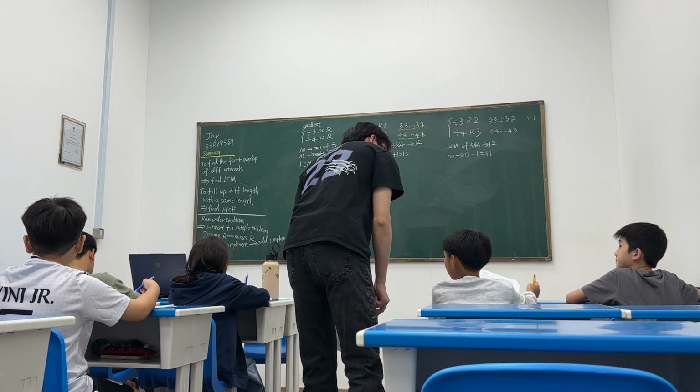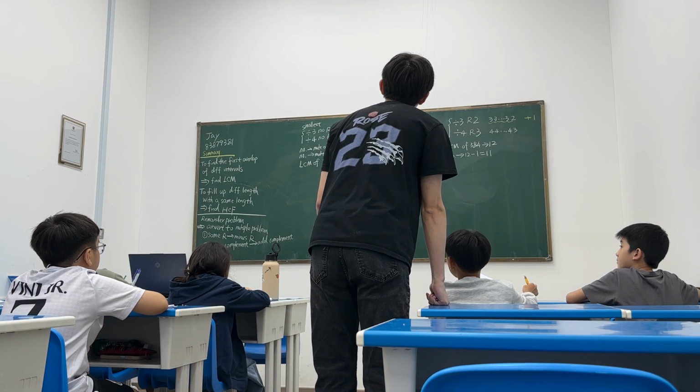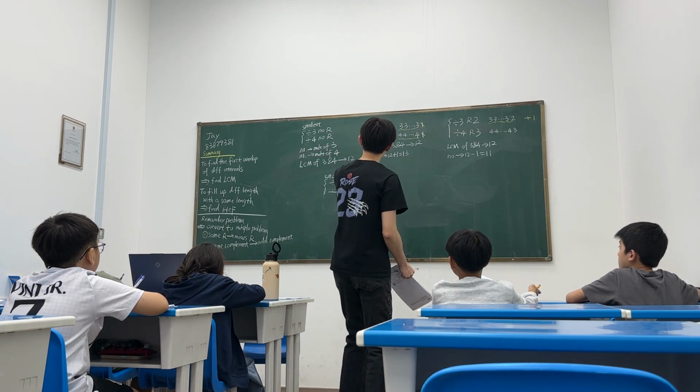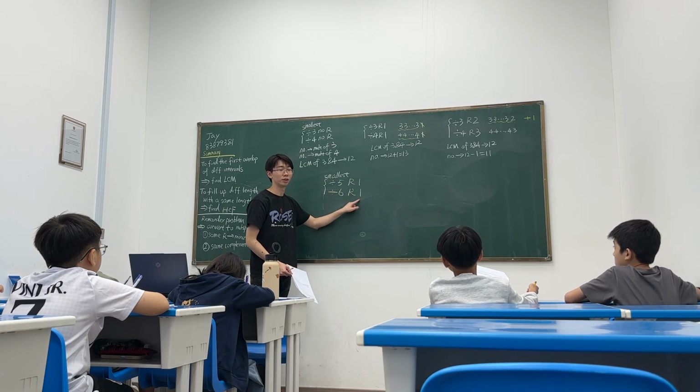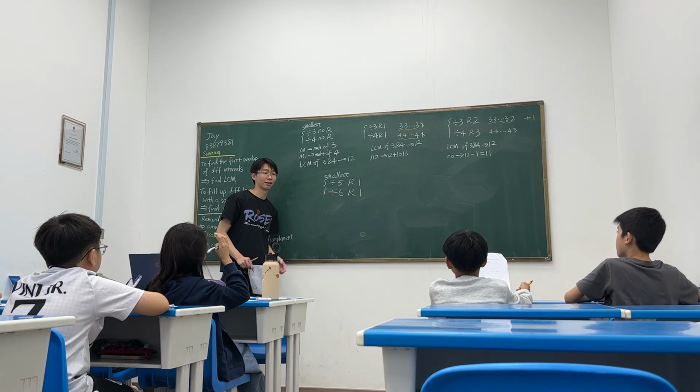Just understand, and then also this question. The number divided by 5 remainder 1, divided by 6 remainder 1. The smallest possible number here.